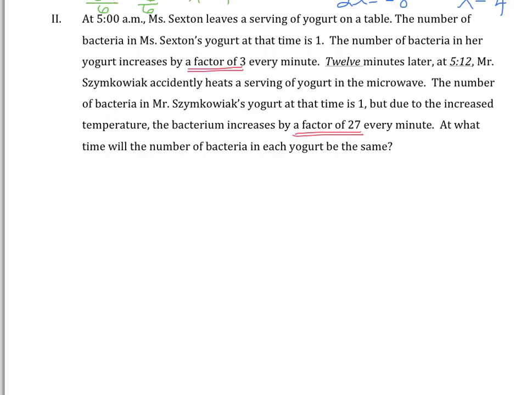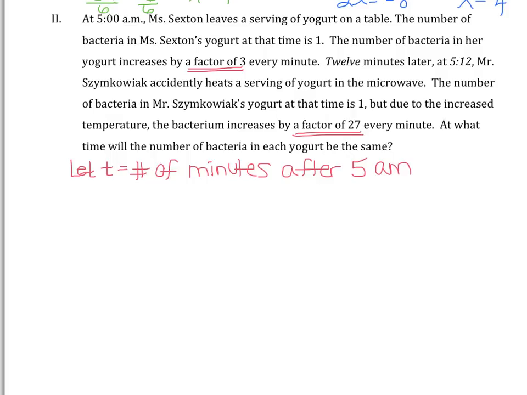So the first thing we have to do is set up a variable, and we write a let statement for that. So let's say let t equal number of minutes after our starting time, which is 5 a.m. So number of minutes after 5 a.m. This way at 5, t is 0, at 5:01, t is 1, at 5:02, t is 2, and so on.